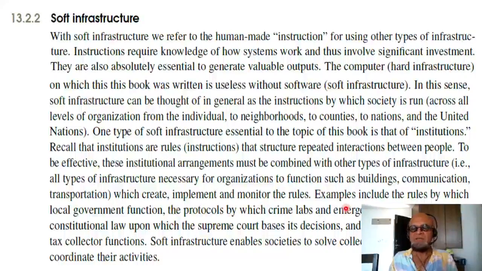Examples include the rules by which local governments function, the protocols by which crime labs and emergency services are run, the constitutional law upon which the Supreme Court bases its decisions, and the tax law by which the tax collector functions. Soft infrastructure enables societies to solve collective action problems and coordinate their activities. So that takes us back towards sustaining the commons, right?